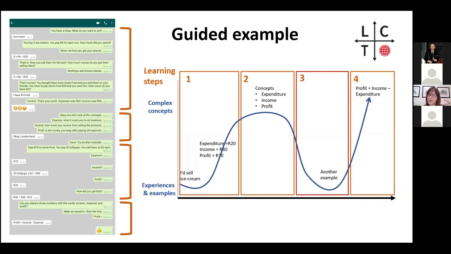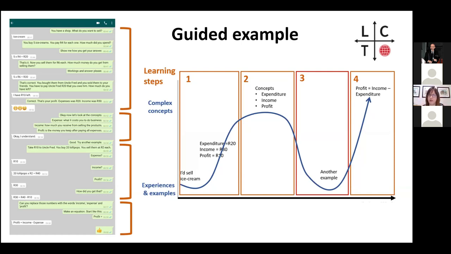And the students analyzed that WhatsApp conversation with the guided narration. And we showed them that that started with an everyday example of selling ice cream. It built up to complex concepts using the example.